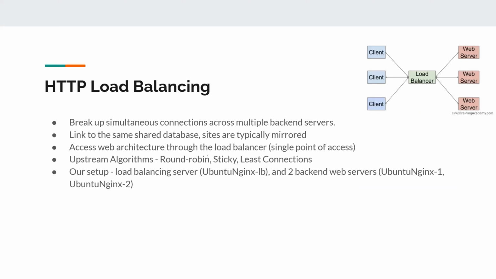Our setup today is going to have 3 servers. We're going to have the load balancing server and 2 backend web servers. We're going to designate one as a backup, take the main one offline, and show that it will still run.